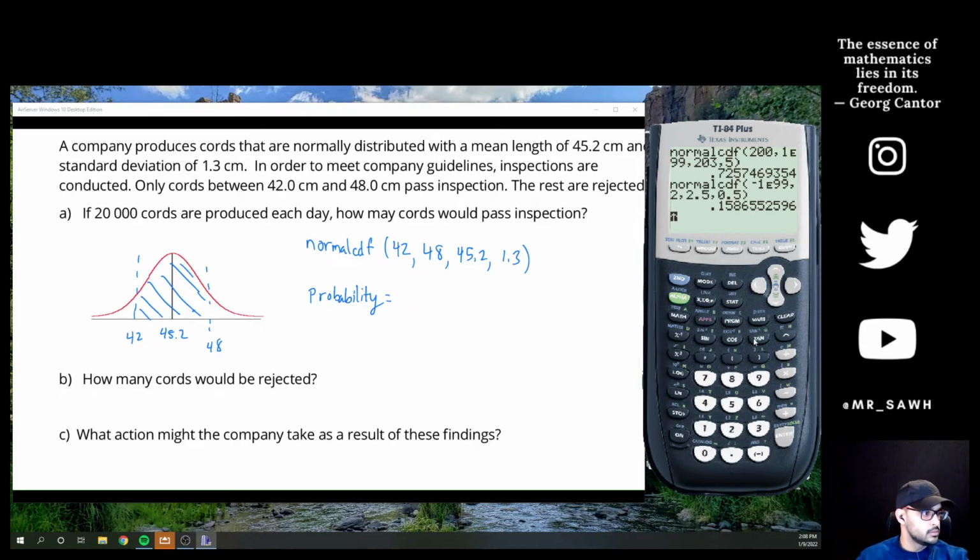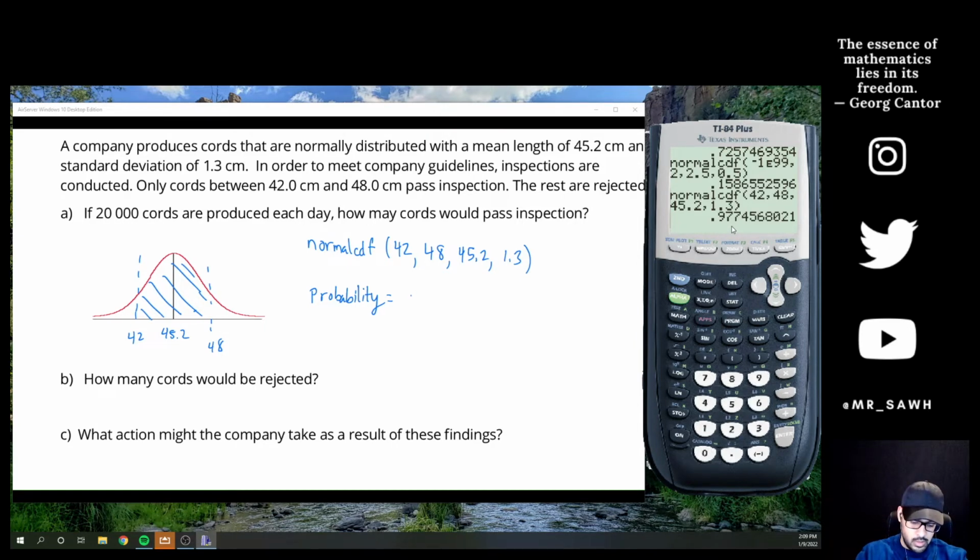Okay. So second bars, normal CDF. 42, 48, 45.2, and then our deviation is 1.3. So there's my probability. And we'll do nearest hundredth just for ease, so 0.98 or 98%. So most of them pass inspection, right? It looks like we're within 3 standard deviations of our average, which is good.